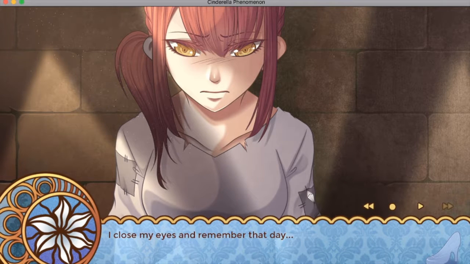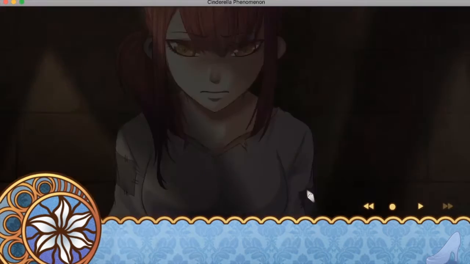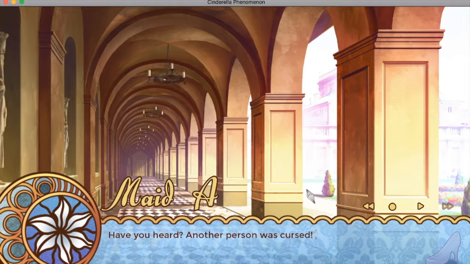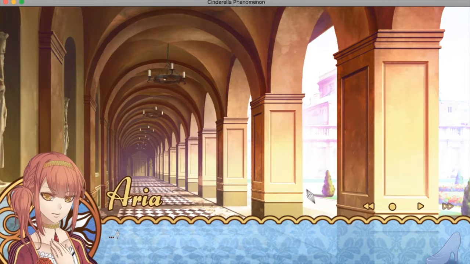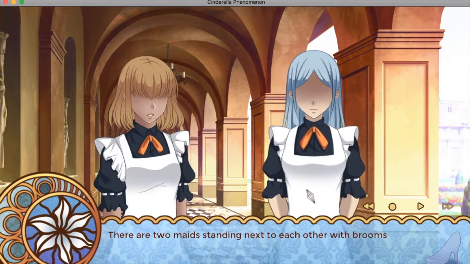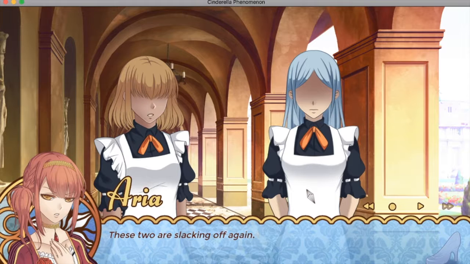I close my eyes and remember that day. It had started out like any other day. Maid A. Have you heard? Another person was cursed. Oh, there's me. I am on my way to the dining hall for breakfast when I stop and listen to the sound of hushed voices. There are two maids standing next to each other with brooms in hand. These two are slacking off again.